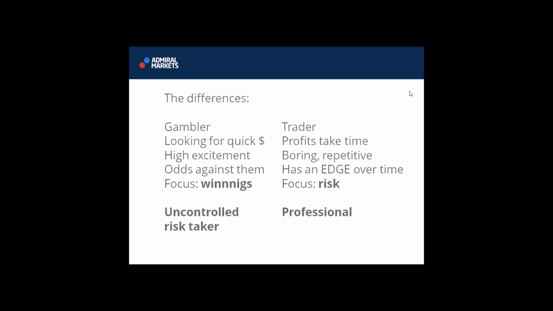Let's move over. Let's take a look at the differences. A gambler is basically an uncontrolled risk taker, and a trader is approaching his business professionally. A gambler is looking for the quick fix, the quick dollar. High excitement, a lot of adrenaline, is taking that risk despite the fact that the odds are against them, and is only focused on winnings.